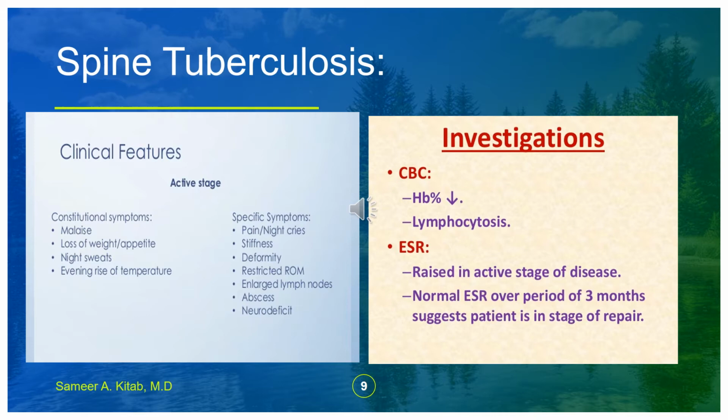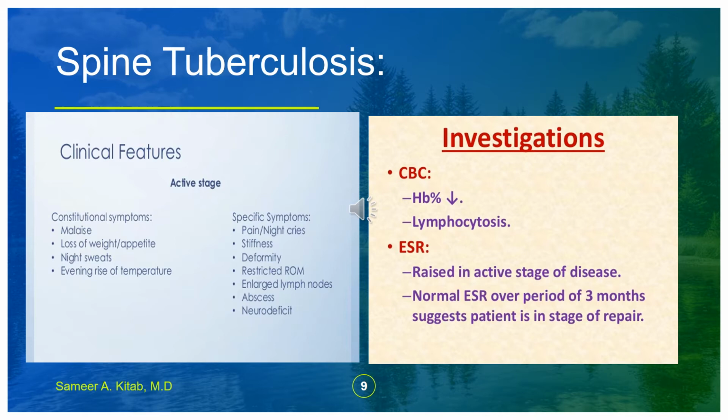So pain, night cries, stiffness, deformity, restricted range of motion. A patient may present with large lymph nodes or a pointing abscess, or with a neurologic deficit. Now, this type of pain indicates a serious etiology and should be taken into consideration with investigations and management. Investigations include complete blood count, and we get anemia or lymphocytosis in TB.